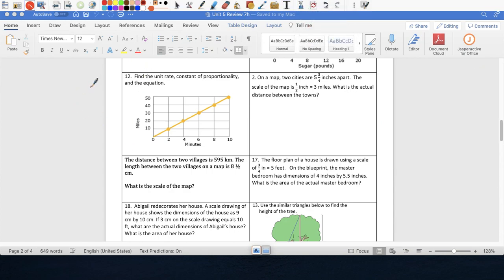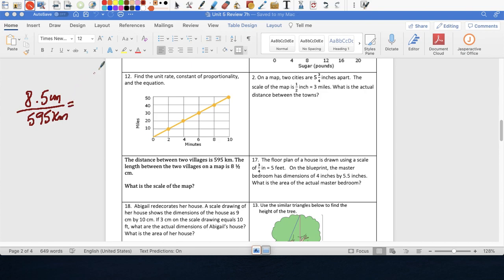The distance between two villages is 595 kilometers. The length between the two villages on the map is 8.5 centimeters. What is the scale of the map? All right, so we have a map. So right now we know that 8.5 centimeters on the map is worth 595 kilometers.